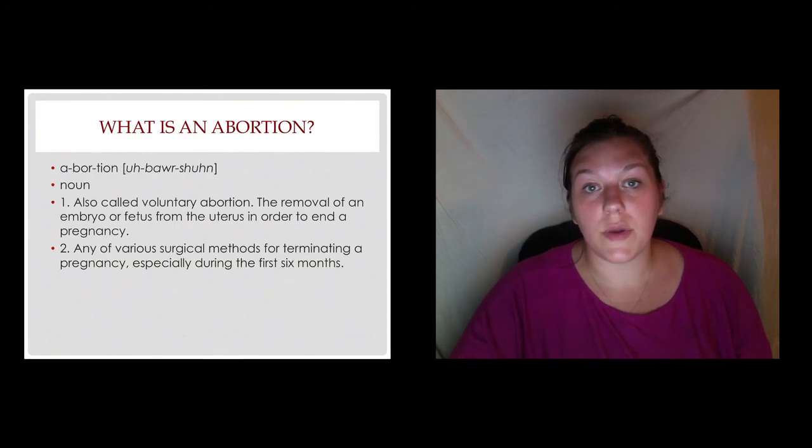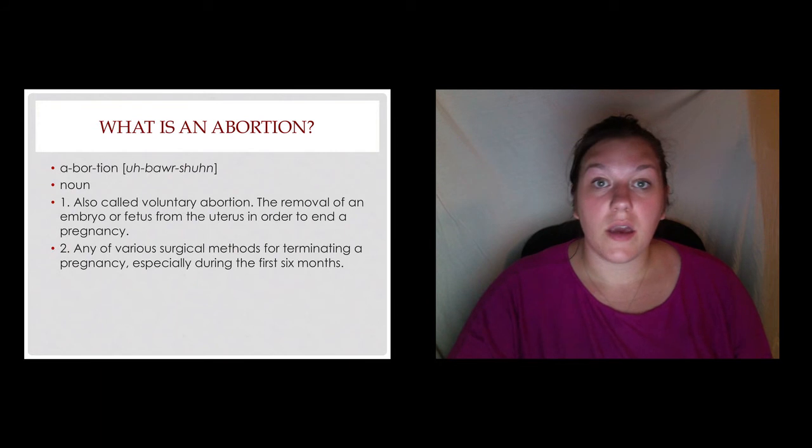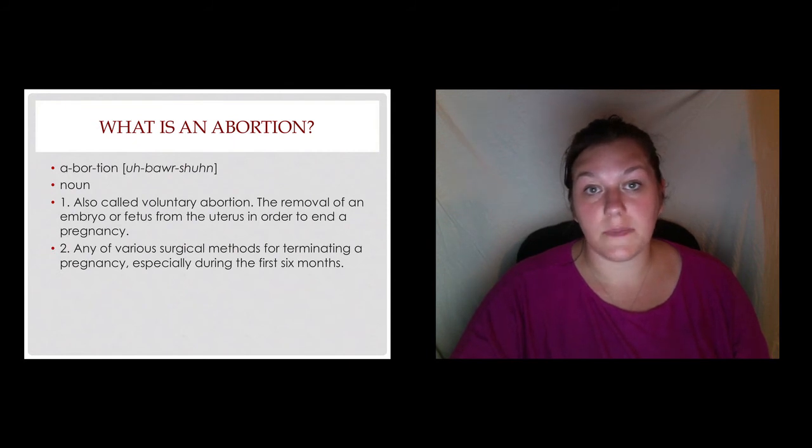First, I want to go over with you what an abortion is. According to dictionary.com, they have two specific different definitions. The first definition is also called a voluntary abortion. This is the removal of an embryo or fetus from the uterus in order to end a pregnancy. The second definition they have listed is any of various surgical methods for terminating a pregnancy, especially during the first 6 months.